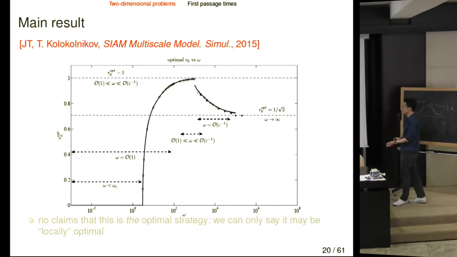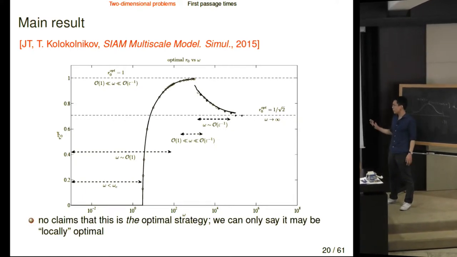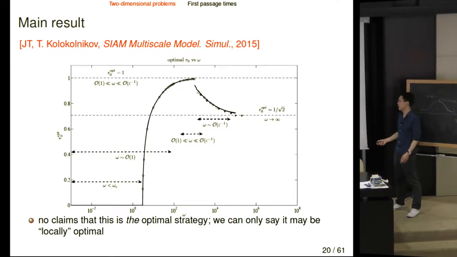So here's the main result. The main feature I want to focus on is right here. This is omega versus r naught. For omega less than this, about 3, it says that for omega less than that critical frequency, you should not rotate at all. You should sit in the center. It's only when you're above that you should rotate at some non-zero frequency, okay? There are a few different regimes. I'll go over these very quickly, but this is the thing I wanted to focus on. I'm in no way claiming that this is the optimal strategy, although down here I suspect it would be. But we can maybe say that it's locally optimal.